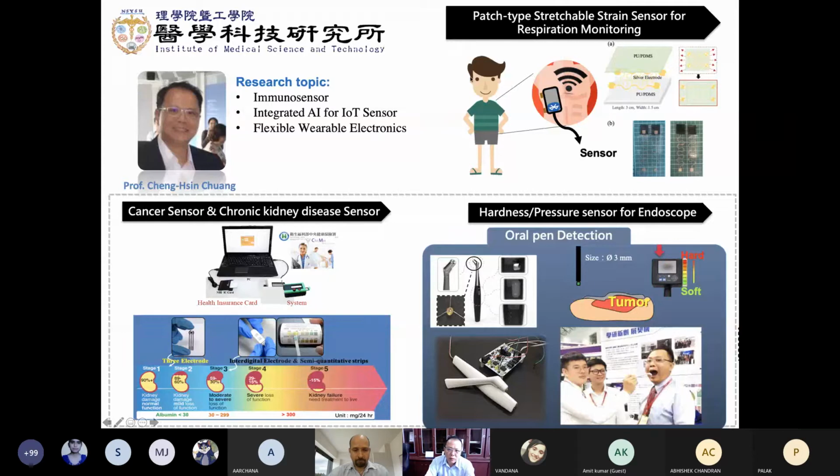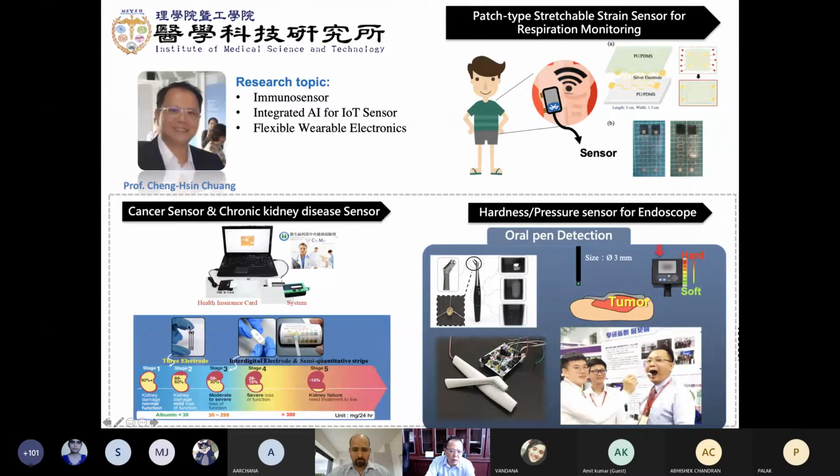So if you can see this one, right now we try to do the stretchable sensor, and then we can monitor your breathing. And right now we are also developing some temperature sensor. Maybe later on my student will introduce you a little bit.